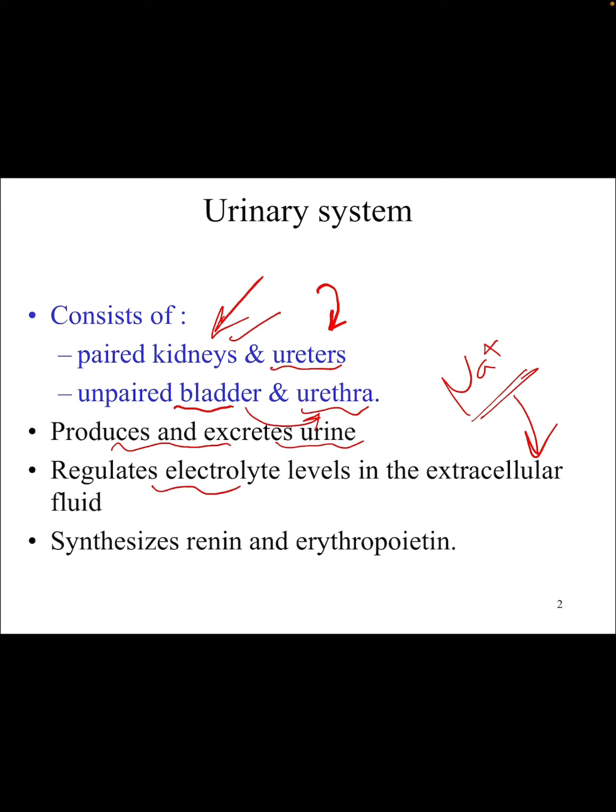The other function is hormone synthesis. We have two hormones that are produced in the kidney: renin and erythropoietin. Renin plays a role in the regulation of blood pressure, whereas erythropoietin, from the name, controls and triggers the development and formation of the red blood cells in the bone marrow.